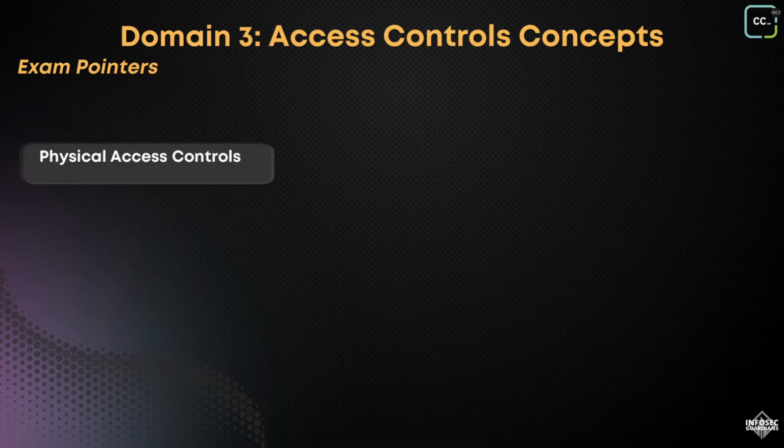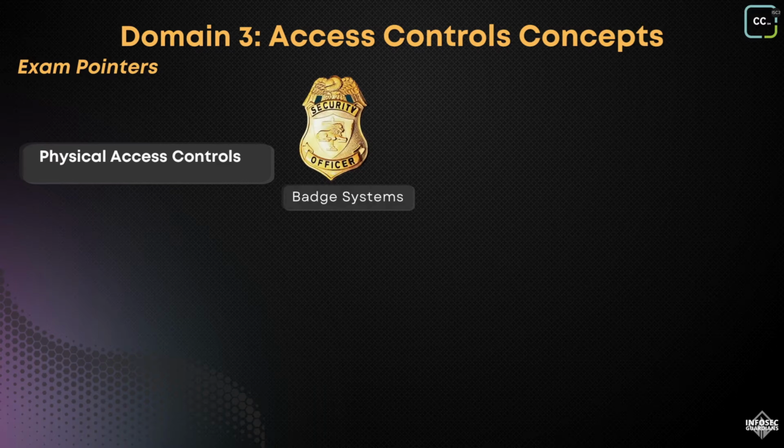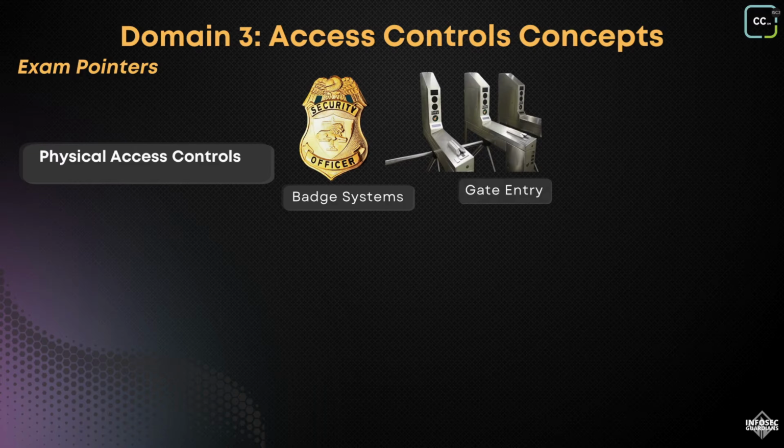First up, let's talk about physical access controls. Badge systems, these are your go-to for identifying and controlling who gets into certain areas. Think of them as your electronic ID cards that use RFID or magnetic strips to grant access. Gate entry, these are physical barriers, like gates or turnstiles, that require a badge or biometric scan to get through. They help keep unauthorized folks out.